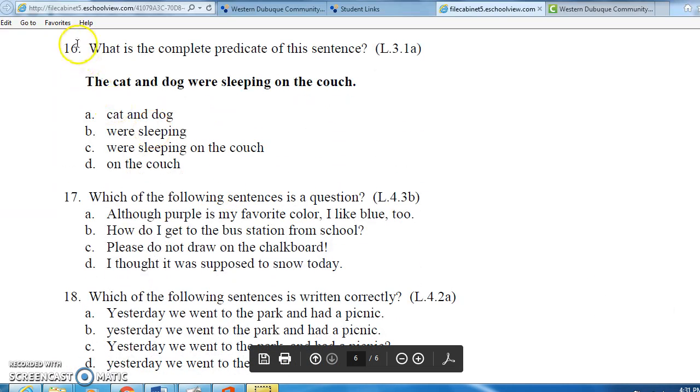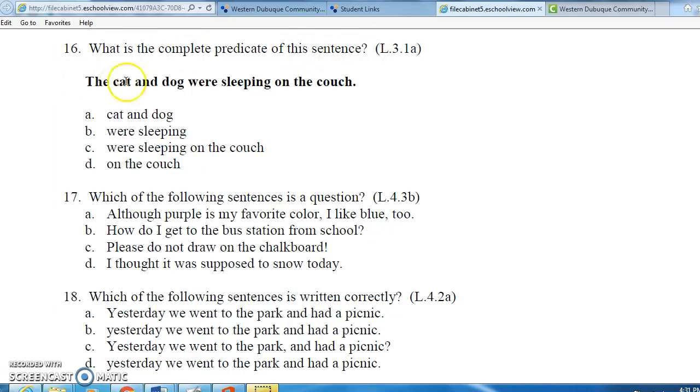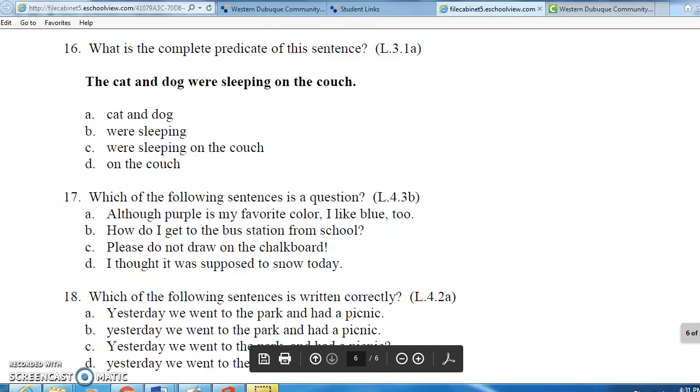Number 16. What is the complete predicate of this sentence? The cat and dog were sleeping on the couch. A, cat and dog, B, were sleeping, C, were sleeping on the couch, or D, on the couch. Pause the video to find your answer.